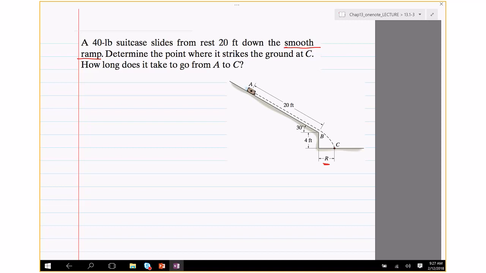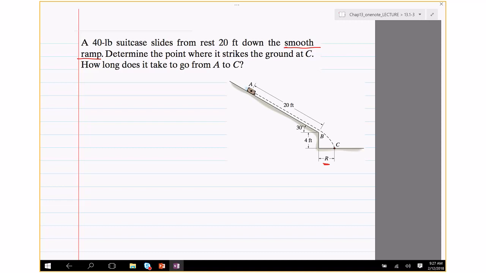So if you want to find R, we only need to find the velocity at point B. If you can find the velocity at point B, then we have actually figured out how to find R, because we've already learned how to find R given velocity and given the angle of launch, which is 30 degrees. The second question asks you to find the time it takes to go from A to B and B to C. We can find the time it takes from B to C from what we've learned in the previous chapter, but we've not yet done how to solve for time from A to B.